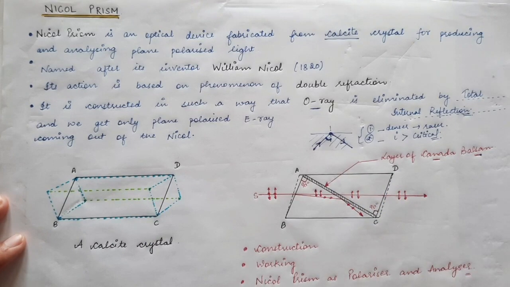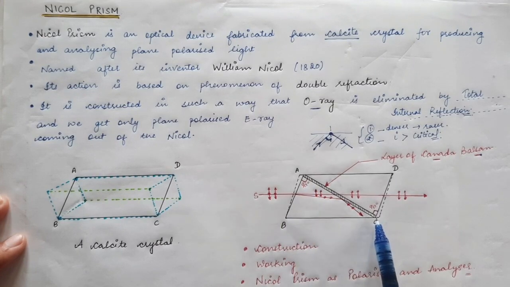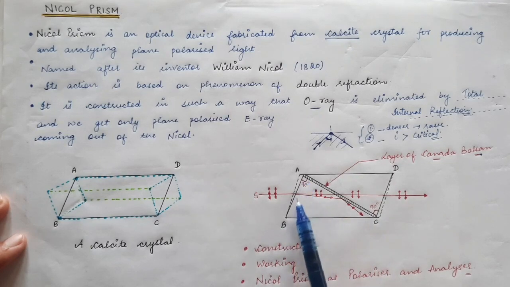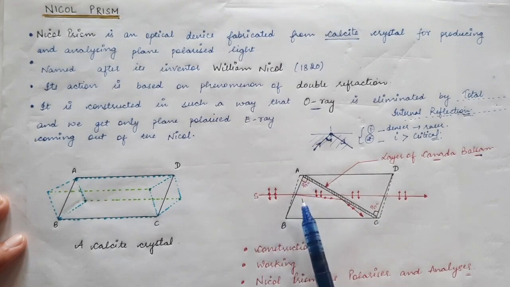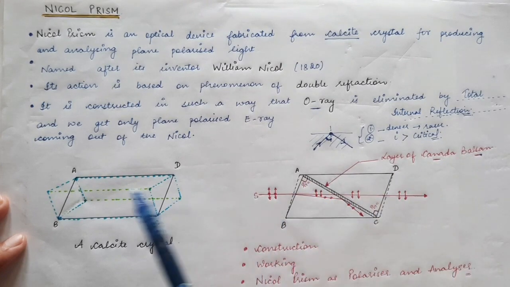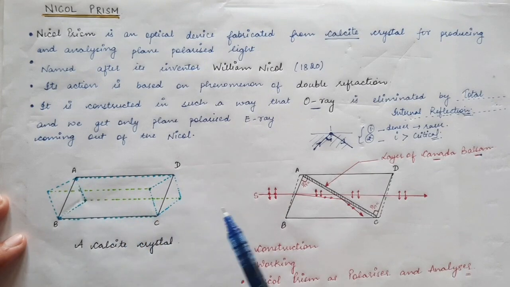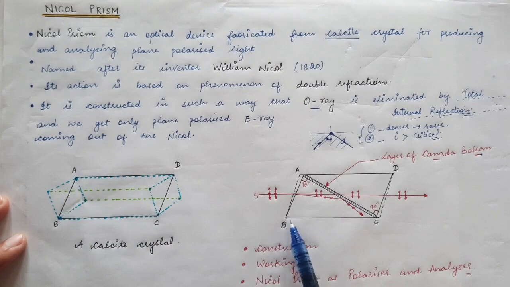And one more condition is that the length of the Nicol prism, the length of the calcite crystal which is taken, must be almost 3 times its breadth. So there are two conditions. One is that we use a Canada balsam layer by cutting this crystal into two portions and cementing them together again. And the second condition is that the length of the calcite crystal which is taken is 3 times its width.